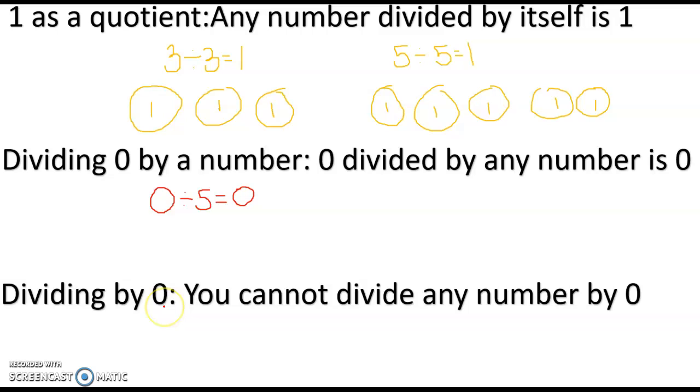Dividing by 0, you cannot divide any number by 0. So if I have 4 cookies and I want to put them in 0 groups, you just can't do it. You at least have to have 1 group of 4 if you're not distributing them. So there's no way that we can ever divide anything by 0. You're going to be working with ones and zeros today when you're practicing.